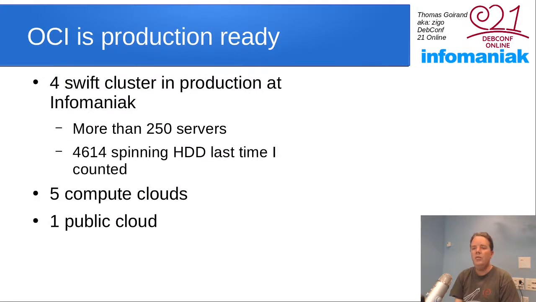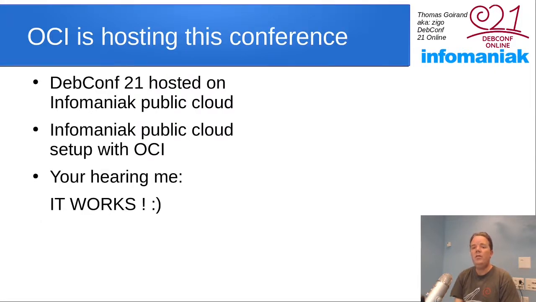I can say that OCI is production ready since we've been using it in production for a few years already. At Infomaniak, we have services using Swift, so we have 4 clusters in production. This accounts for more than 250 servers, probably even more than 4,600 spinning drives the last time I counted. OCI has been used to deploy 5 compute clouds, one of them being a public cloud. The best proof I can give you that OCI is working is because DebConf is hosted at Infomaniak Public Cloud. That public cloud has been set up with OCI, and hopefully you can hear me. So hopefully it works. Saying that is kind of a bet because I'm the first presenter of DebConf this year.